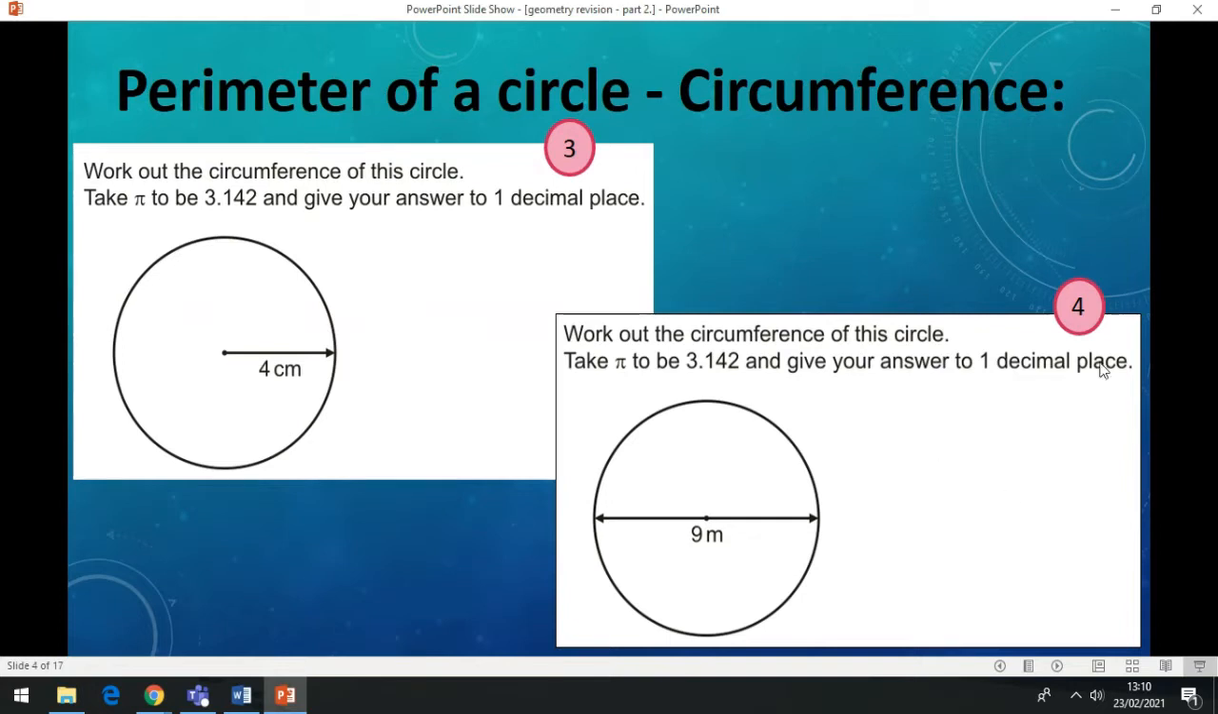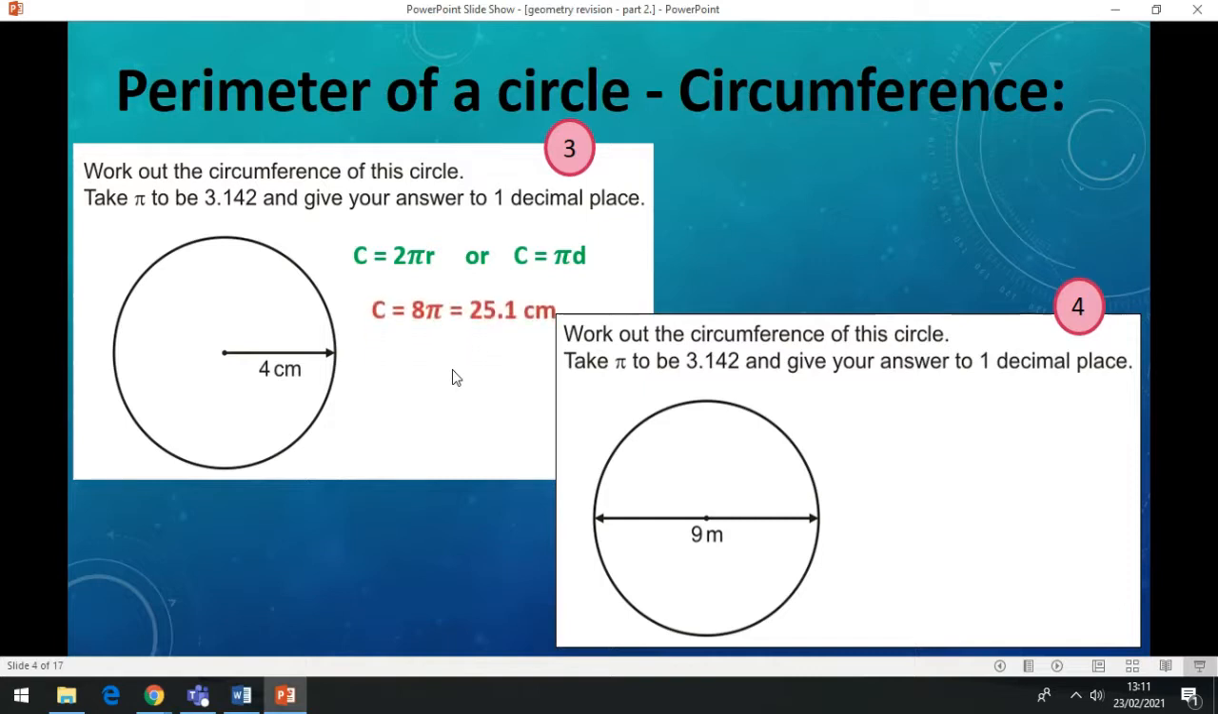Now the perimeter of a circle is called the circumference. For question 3 and 4, we need to know the circumference formula, and that is pi d. Another way of writing that is 2 pi r, because radius is half the size of diameter. So 2 times the radius, in this case 4 times 2 would be 8, the diameter would be 8. So it makes sense that 2 pi r is the same as pi d. Give it a go for question 3 and 4, making sure that you answer both of your questions to one decimal place as it says in the question.